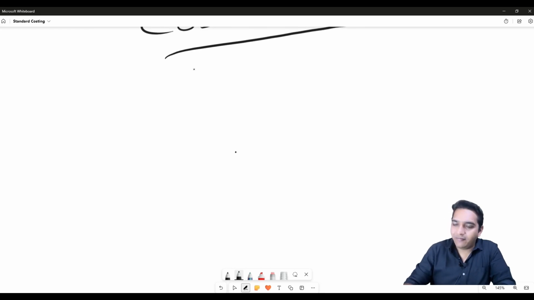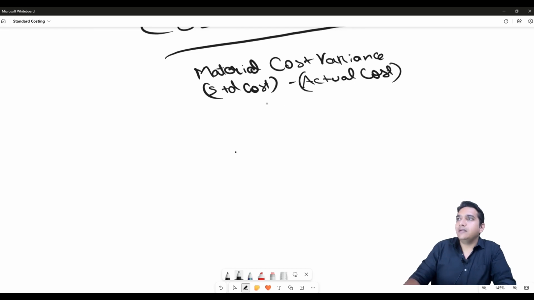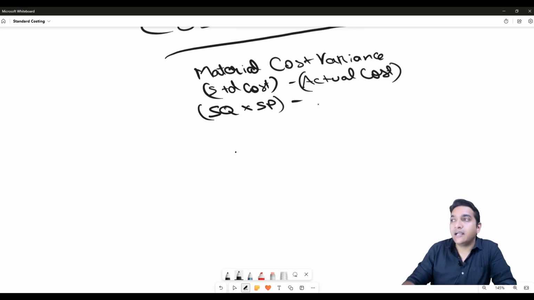So first we have the material cost variance, right? The formula to compute material cost variance is basically simple. Standard cost minus actual cost. How do we get the standard cost? Standard cost is standard quantity multiplied by standard price, minus what is the actual cost? Actual quantity into actual price. Very simple.